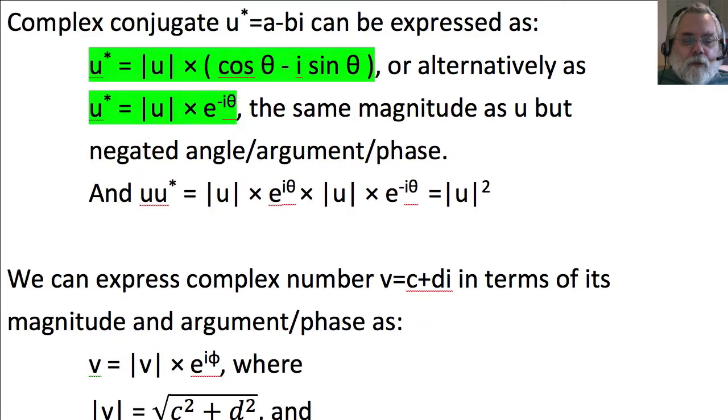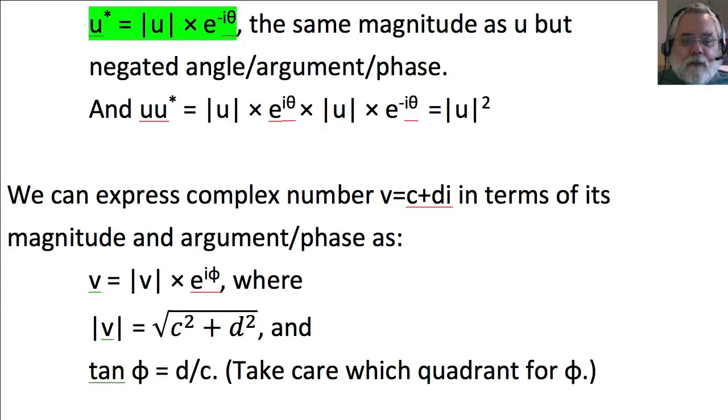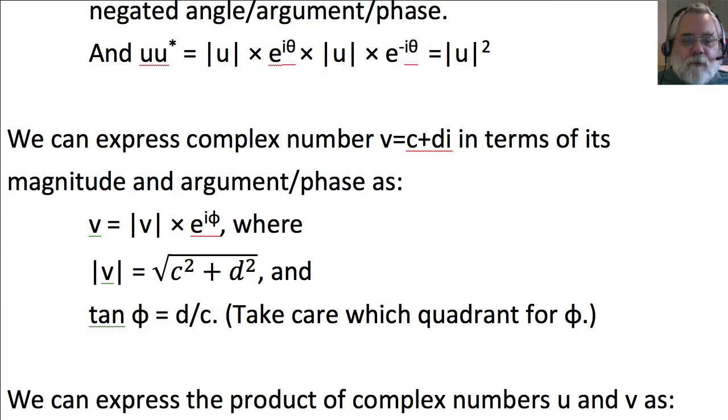Now we can express complex number v equals c plus di in terms of its magnitude and phase. Same as before, it's just magnitude of v, and we have to use a different angle phi, because we've already used theta.